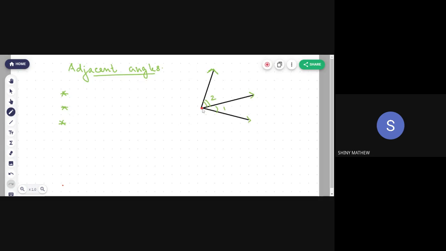So that satisfies. Okay. Then the second condition: they have a common arm.